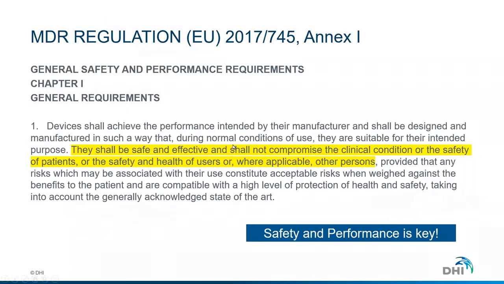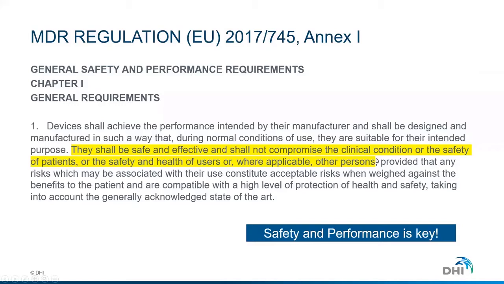So in the Medical Device Regulation, one of the essential requirements on general safety and performance is that the device shall be safe and effective and shall not compromise the clinical condition or the safety of the patients or the safety or health of users, or where applicable, other persons. And that's where biological evaluation comes in, because this is one of the means to avoid that your device causes unwanted biological effects or side effects by the use of the device.